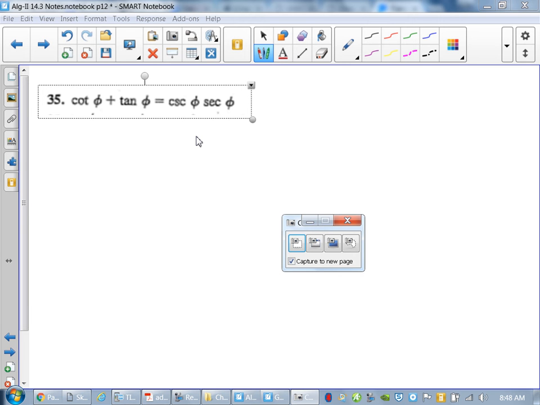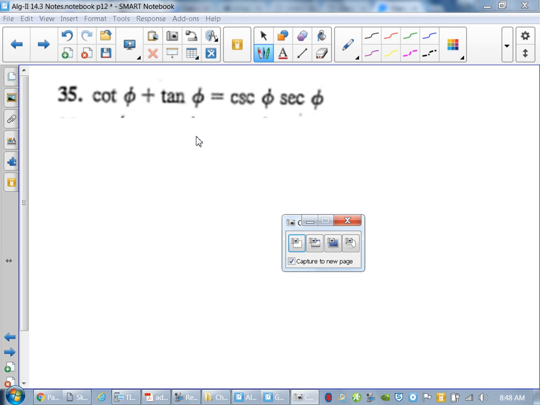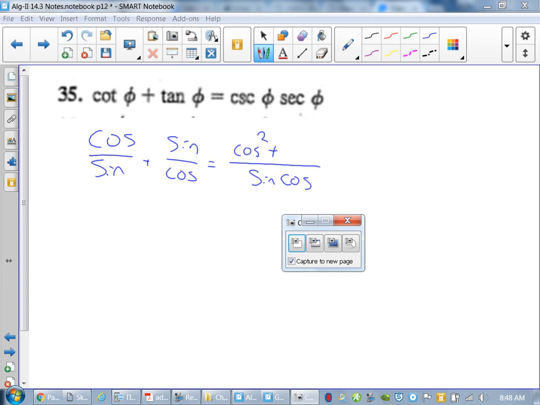So this one here, the easiest thing to do is to rewrite cotangent and tangent in terms of sines and cosines. Get a common denominator. So you have cosine over sine plus sine over cosine. Common denominator between these two is going to be sine times cosine. Fraction on the left needs a cosine, so you get cosine squared. Fraction on the right needs a sine, and cosine squared plus sine squared is?